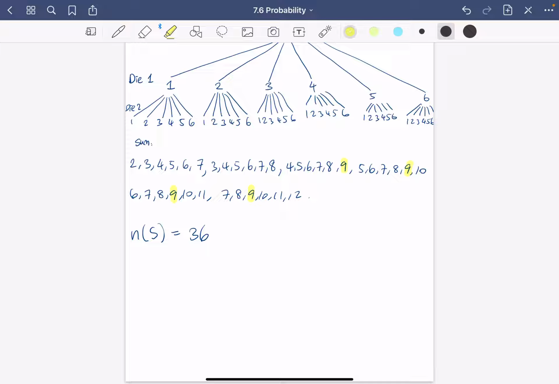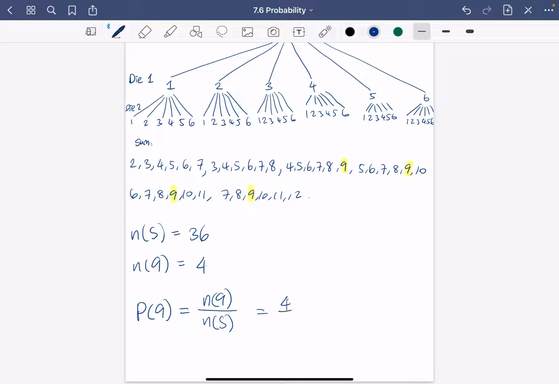Now, we know that the number of 9s is 4, and the size of the sample space is 36. So if you want to find the probability of rolling a sum of 9, then that is equal to the number of 9s divided by the size of the sample space, which is 4 divided by 36, and that is 1/9.